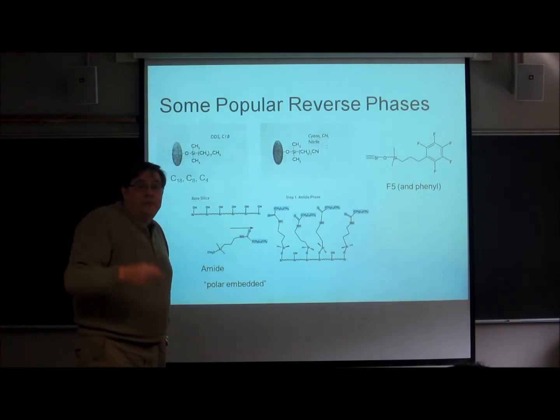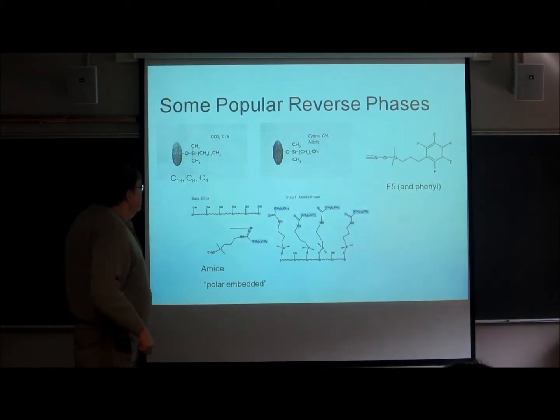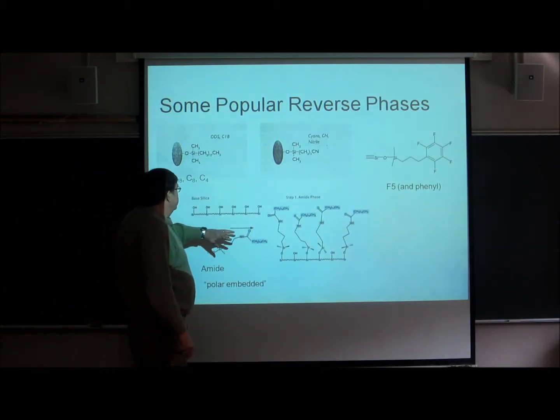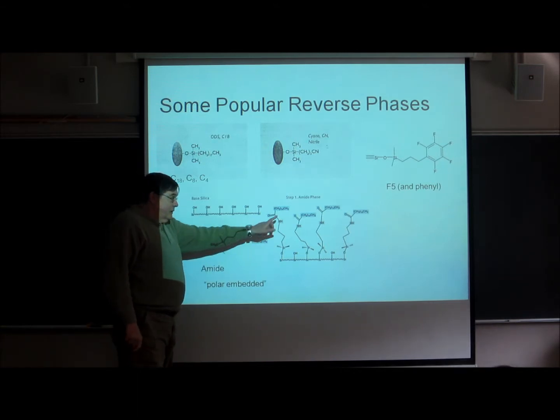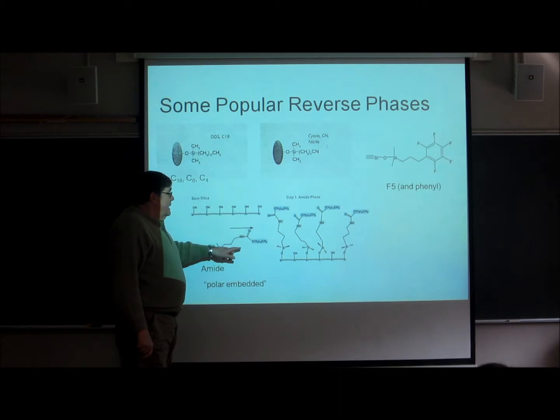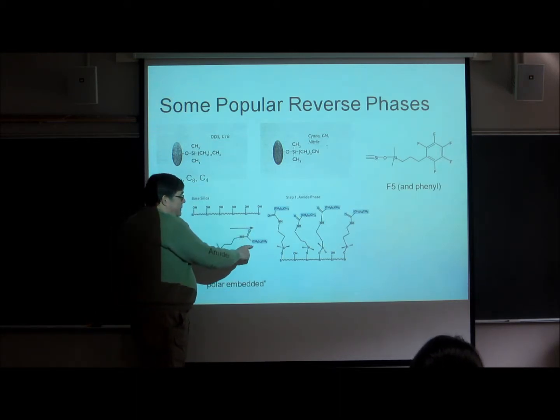You guys upstairs in Pete's lab use an F5 column. Yep. Down here is an amide phase, and this is pretty interesting because the amide group is not, in this particular description, at the end of the molecule, but it's toward the middle of the long molecule.